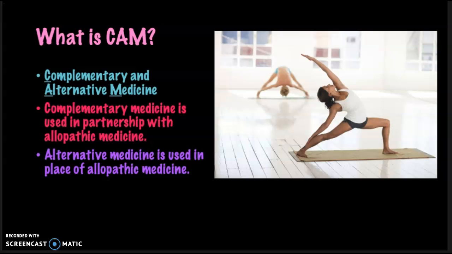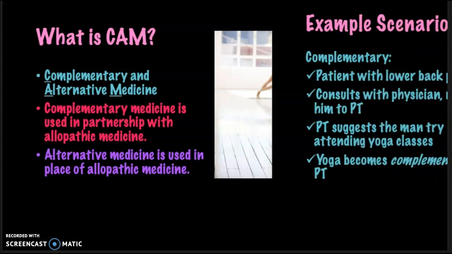So what is CAM? CAM refers to complementary and alternative medicine. Complementary medicine is used in addition to allopathic medicine, also called conventional or Western medicine. Alternative medicine is used in place of allopathic medicine. I will give you a couple of examples.